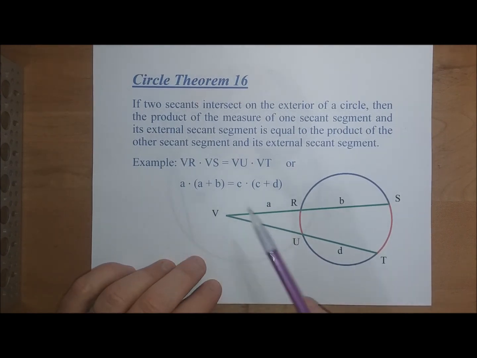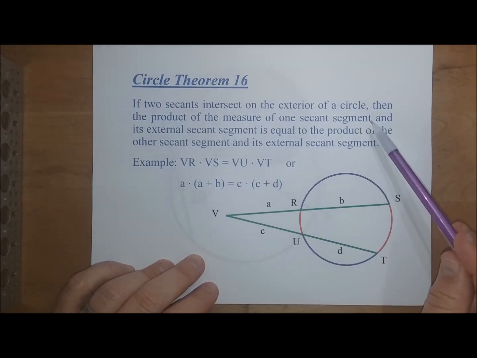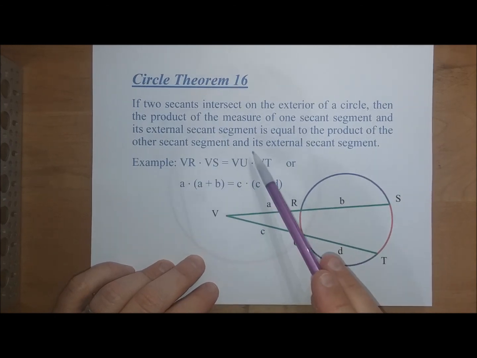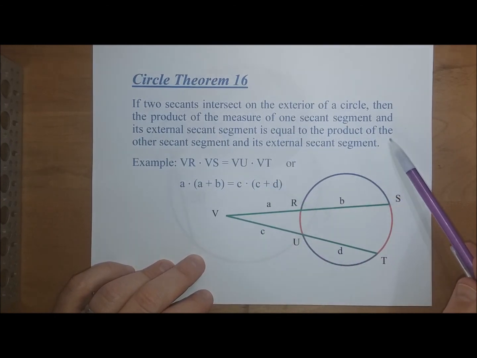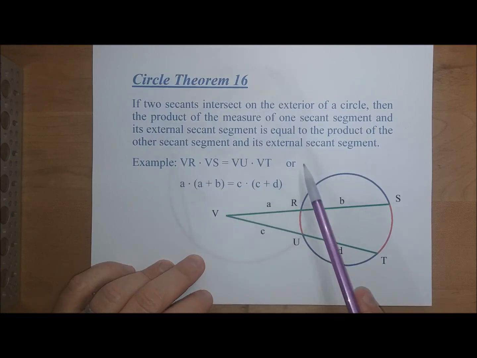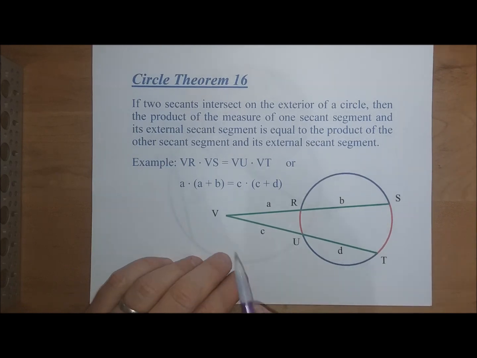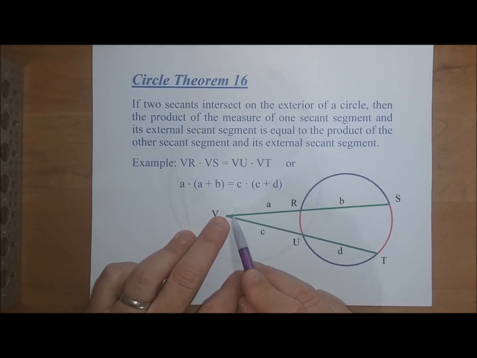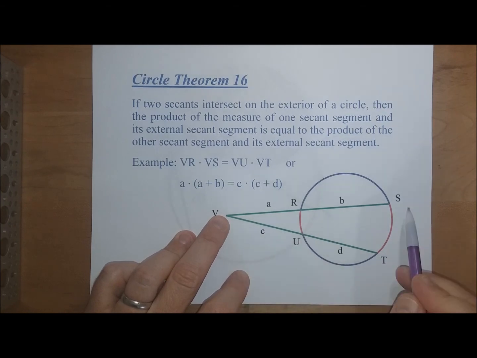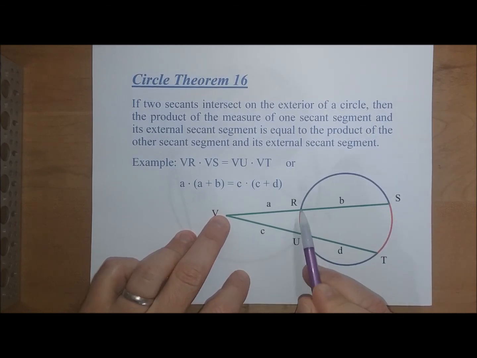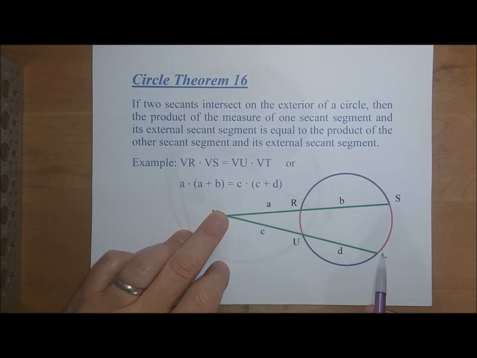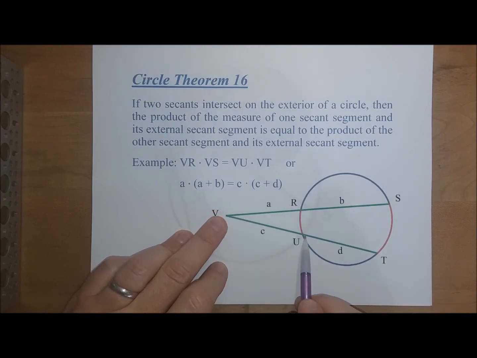And this one tells us if 2 secants intersect on the exterior of a circle, you can see VS and VT are secants, then the product of the measure of one secant segment and its external secant segment is equal to the product of the other secant segment and its external secant segment. Okay, what the heck does that mean? What it's saying is that the product of one secant segment, VS, and its external segment, VR, will always equal the product of the other secant segment, VT, and its external segment, VU.